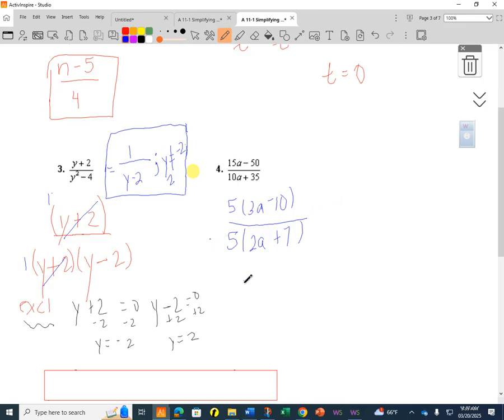Looking at the denominator for our excluded values, any factor that has a variable. So 5 doesn't have a variable, we can ignore it. We only need the one that has a variable. 2a plus 7, we set it equal to 0 to solve this two-step equation. We undo the addition first by subtracting. We undo the multiplication here by dividing. And now we know that our excluded value is negative 7/2. We have to state that in our final answer.